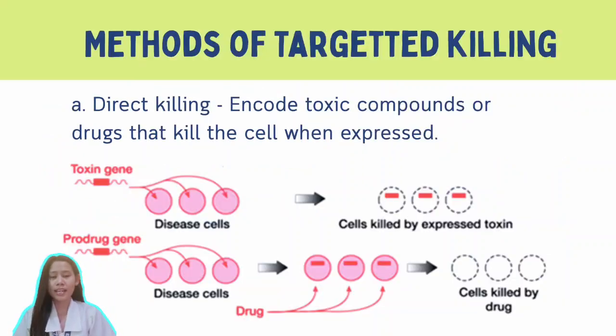Targeted killing has two methods. First is the direct killing. So in direct killing, you produce toxic compounds. The therapy makes the harmful cell produce a toxin that kills it. For example, in some experimental brain cancer treatments, a gene is added to cancer cells that makes them produce a poisonous enzyme. Once that enzyme is active, the cancer cells die.